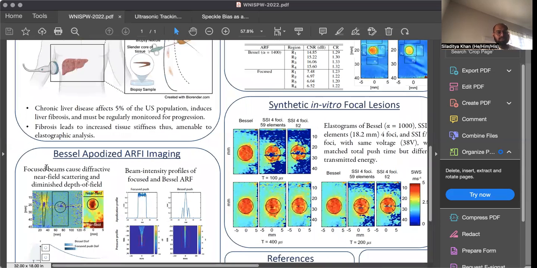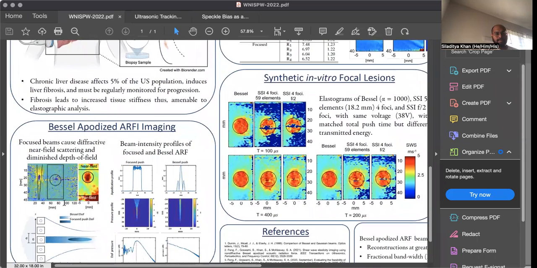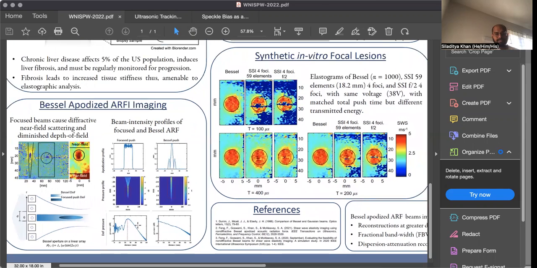In this figure, we show that focused beams can cause diffractive near-field scattering and hence lead to diminished depth of field. The Bessel apodized aperture over a linear array, when compared to a focused push, leads to better depth of field due to the absence of near field scattering and diffraction, as is evident in the focused ultrasound push.